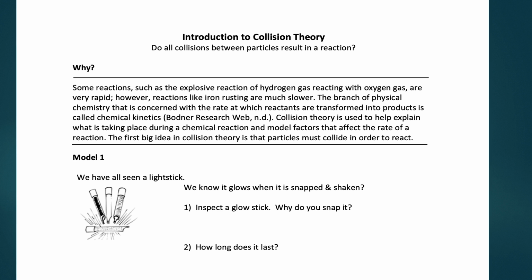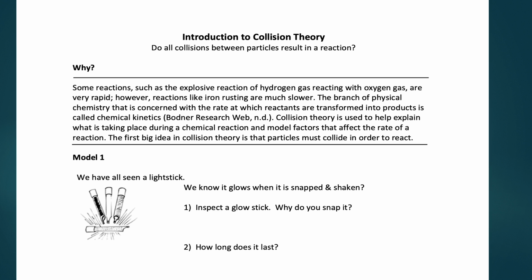Some reactions, such as the explosive reaction of hydrogen gas reacting with oxygen gas, are very rapid. However, reactions like iron rusting are very slow. The branch of physical chemistry that is concerned with the reaction rate at which reactants are transformed into products is called chemical kinetics. Collision theory is used to help explain what is taking place during a chemical reaction and model factors that affect the rate of a reaction. The first big idea in collision theory is that particles must collide in order to react.